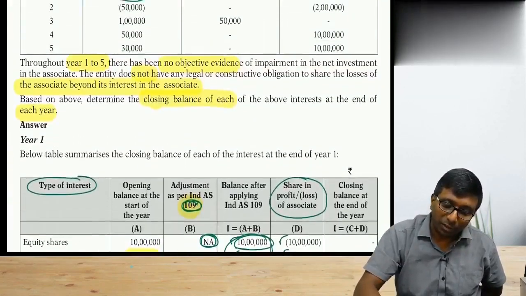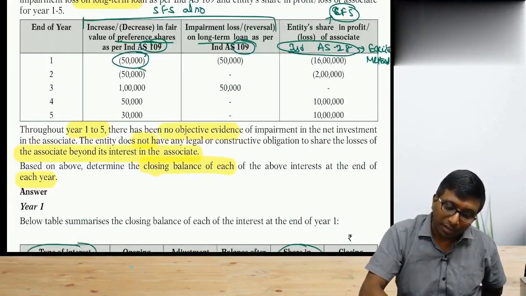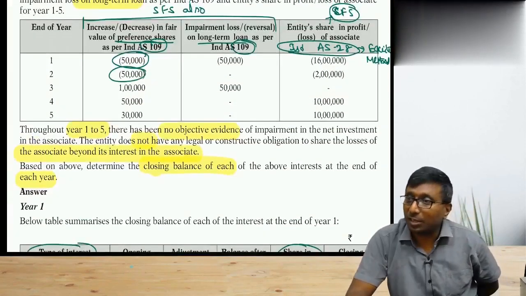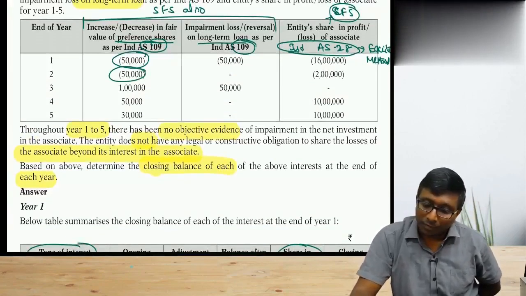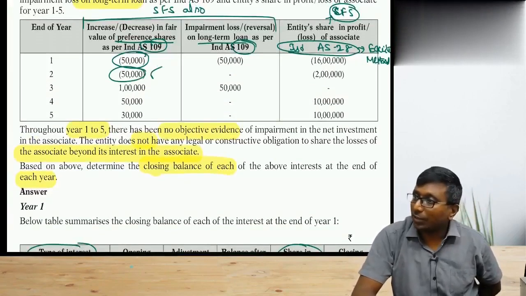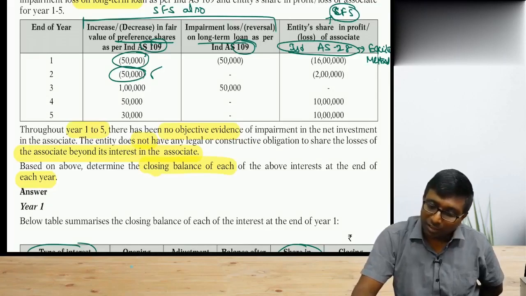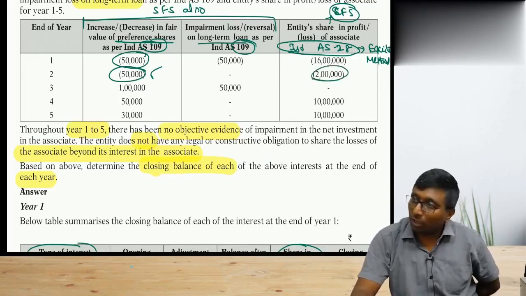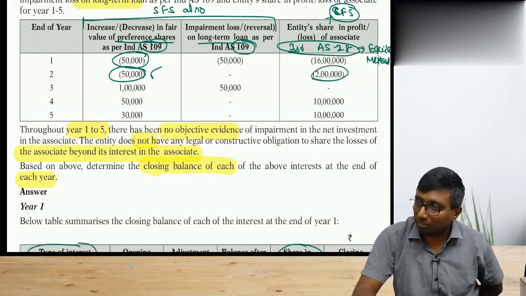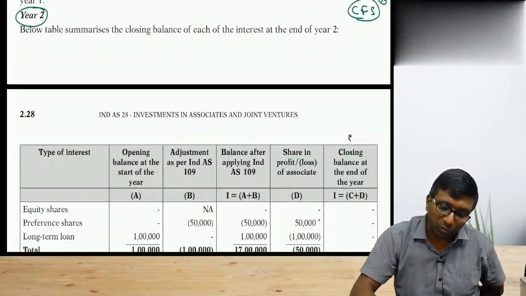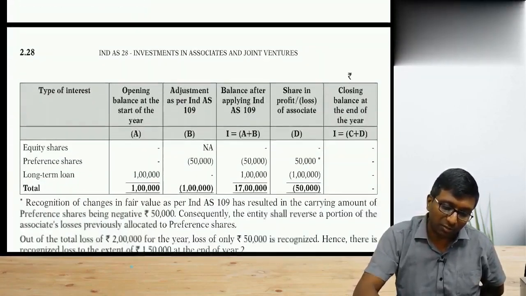Next, year 2. Come on. What all is happening in year 2? Here the preference share capital is further down by 50,000 rupees. Next is what? Here 2 lakh rupees also there is a loss. Continuation, correct? This is year 2.